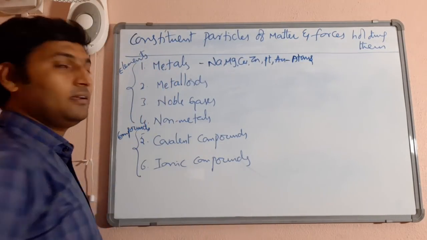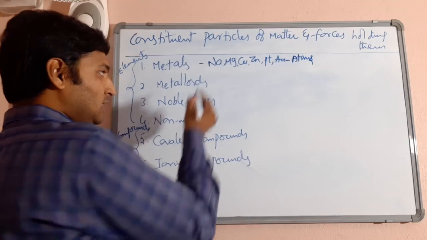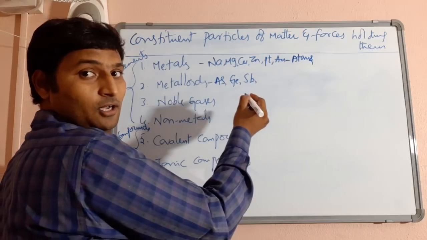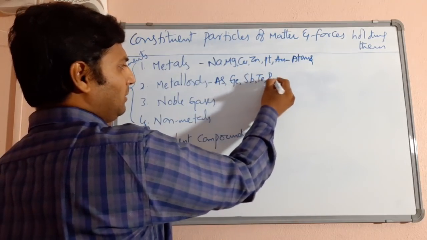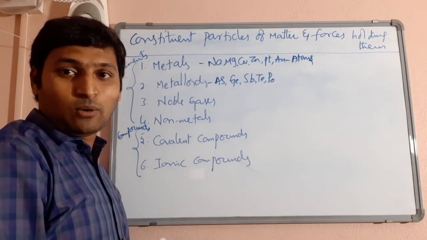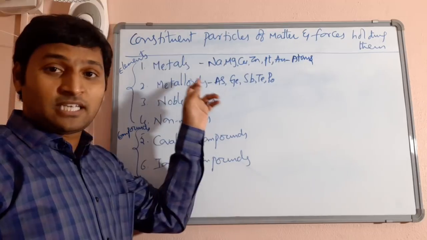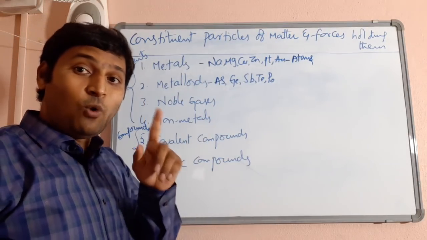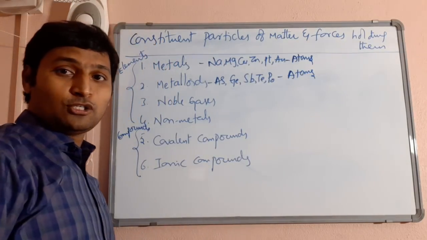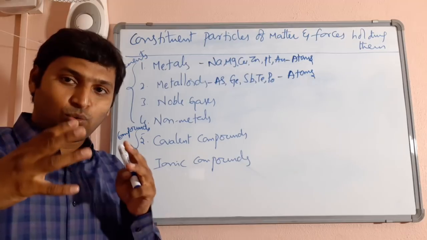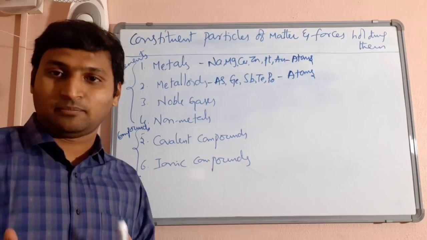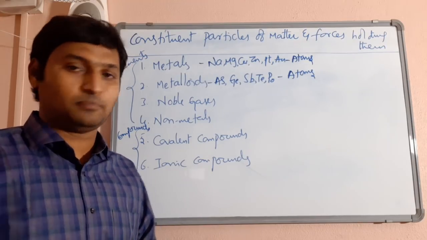Right? Then, if I ask you to represent any metalloids, you will mention them as arsenic, germanium, antimony, tellurium, polonium, etc. Now, how are we representing the metalloids? Even they are represented by symbols, and symbols are representation of one atom of an element. So, the constituent particles of metalloids also are atoms. That means, if you look through a microscope into this substance, the smallest independent particle is an atom.